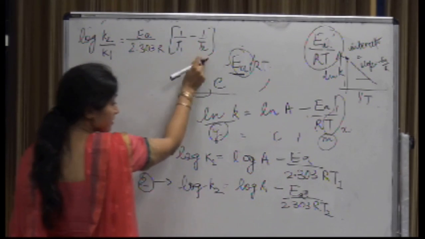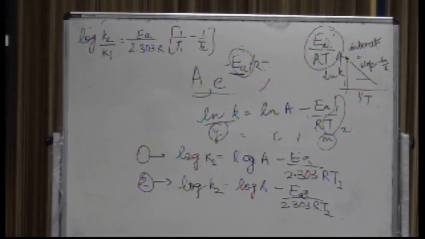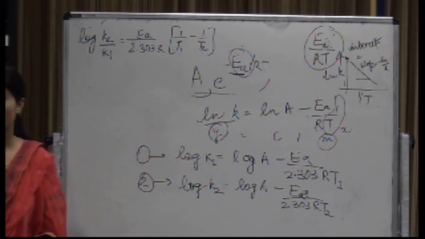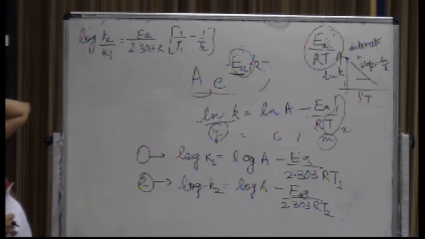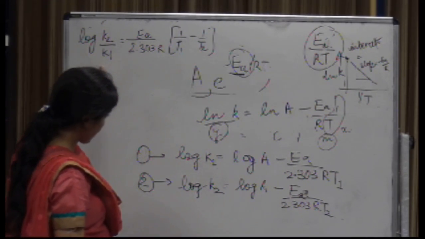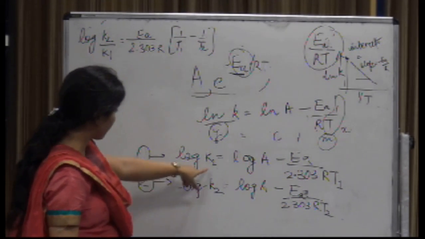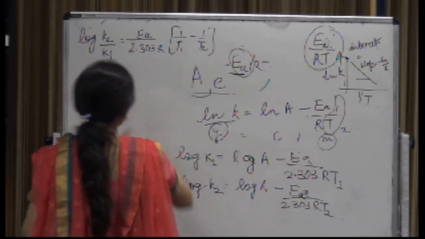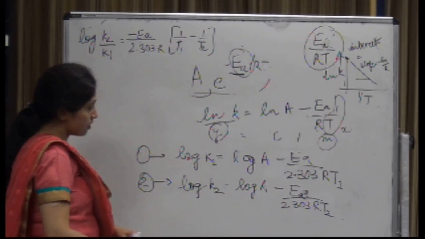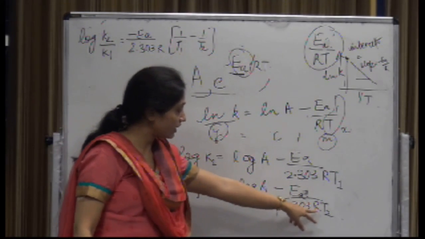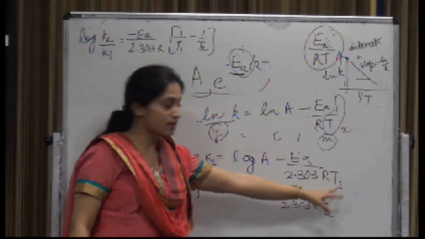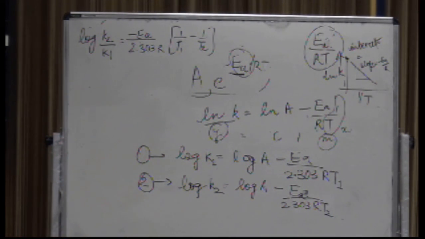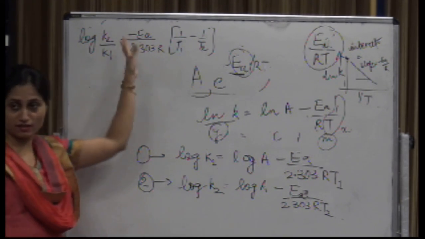Please check this once quickly. If I have not taken minus outside, K2 by K1 I have taken, so it will be 1 by T2. Please check that once again. Log of K2 by K1, so right, there will be a minus outside. So it will be minus of Ea by 2.303 R into 1 by T2 minus 1 by T1. You do it and just check it out quickly. Please remember that there should be no discrepancy with this.